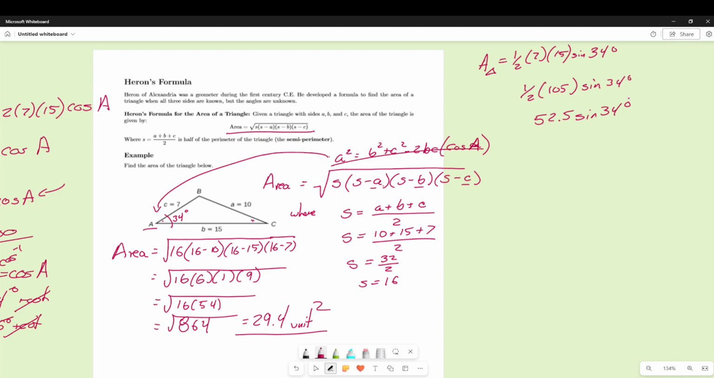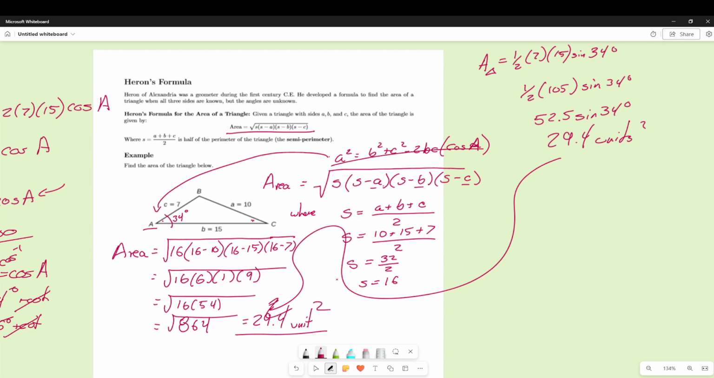105 sine 34, I guess divided by 2, so it's 52.5 times sine 34, which is 29.35, or 29.4 if we round it. 29.4 units squared, and that's the same 29.4 we got there.